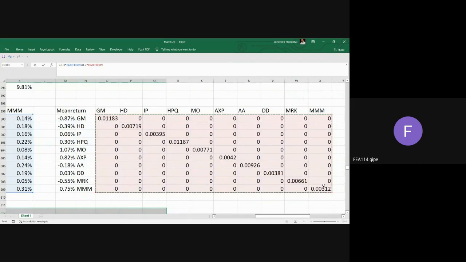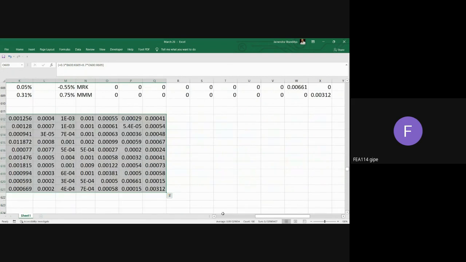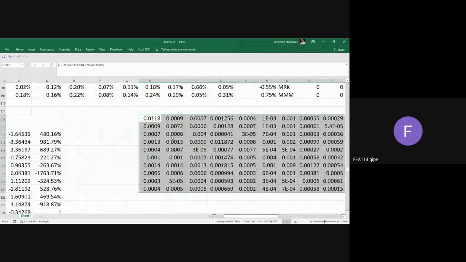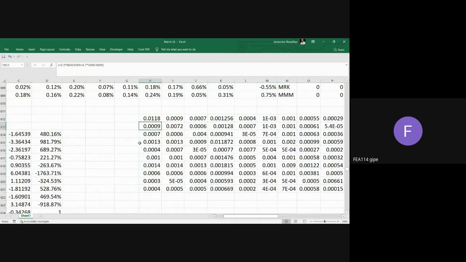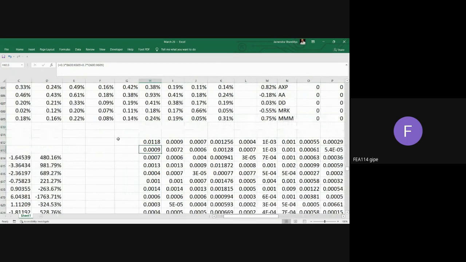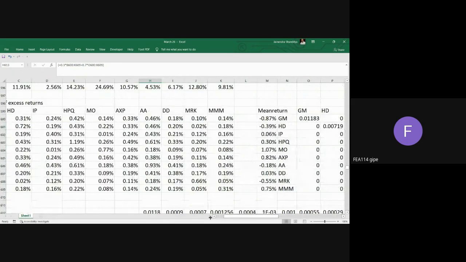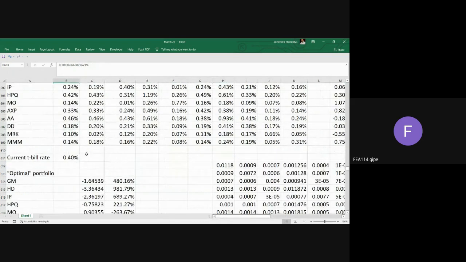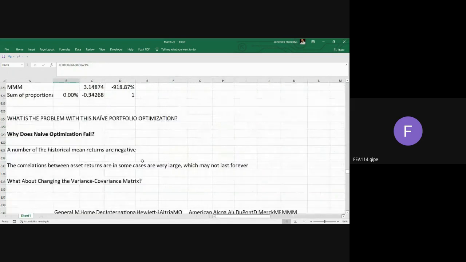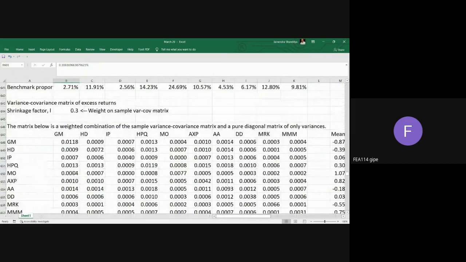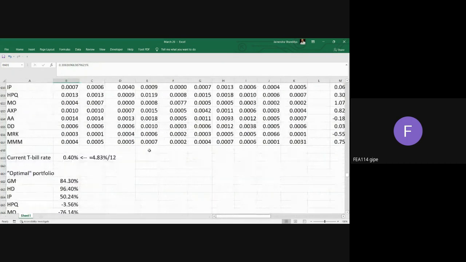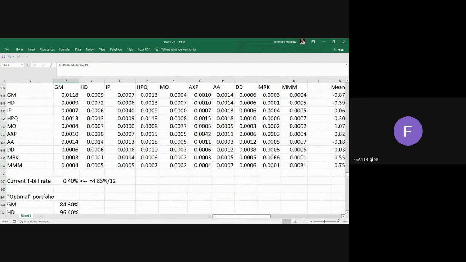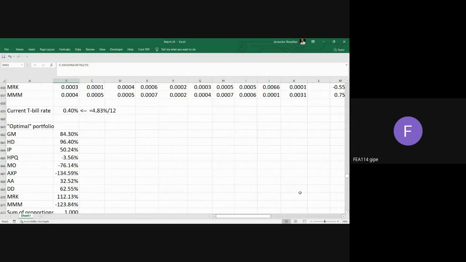So I press control shift and enter. I am done. I've got this matrix, which is on the basis of the shrinkage estimator. If you can see here, the covariance is coming as 0.0009, whereas in the original matrix this was 0.031, that is 0.31%. So from this high value, we have got something very reasonable. With this shrinkage estimator, I do another optimization to see whether the shrinkage estimator is doing something for me.